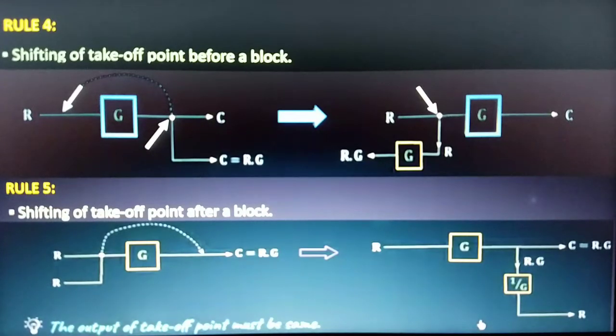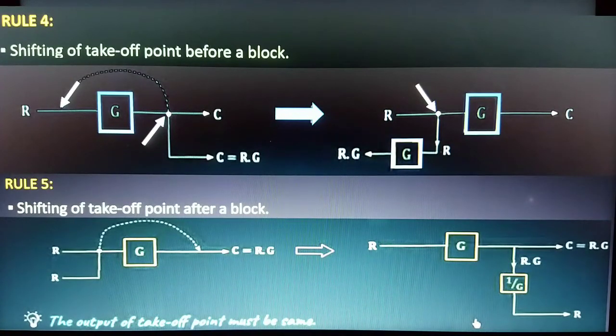But in this case, the output of the takeoff point was r multiplied with g, and the output of the takeoff point must remain constant when we shift this takeoff point before the block. So in order to maintain the output of this takeoff point, we need to multiply it with a block of gain g, and in that case the output of this takeoff point will be r multiplied with g. So we can say that in this block diagram representation, if we want to shift the takeoff point before the block, we need to multiply the takeoff point with the gain of this block.